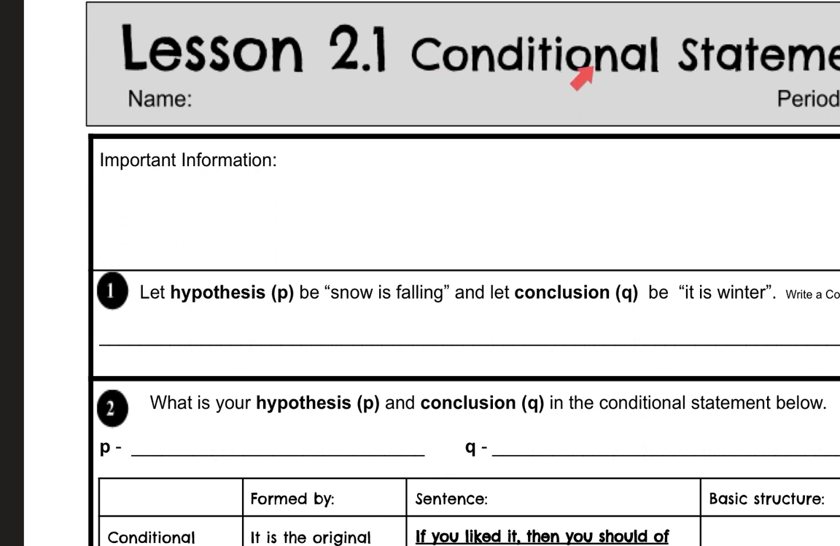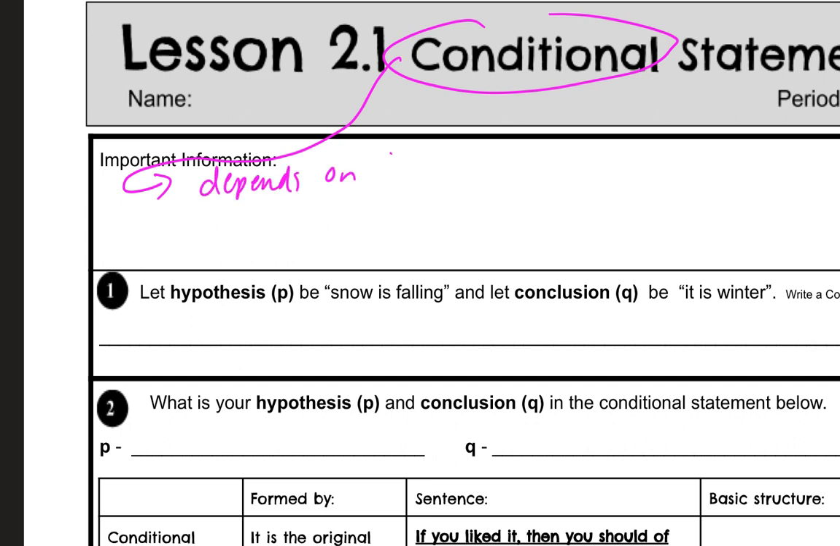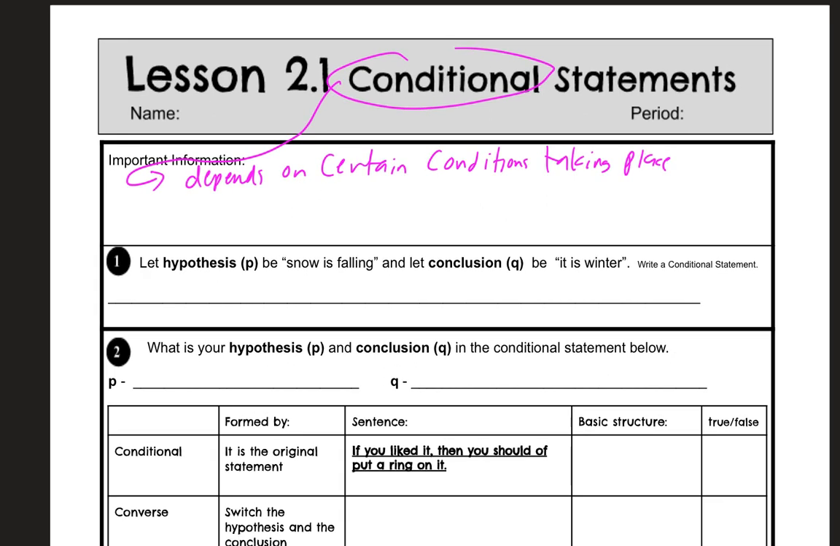So, what does conditional mean? Conditional, what that means is depends on certain conditions taking place. Okay, so that's exactly what conditional means. It depends on certain conditions taking place.